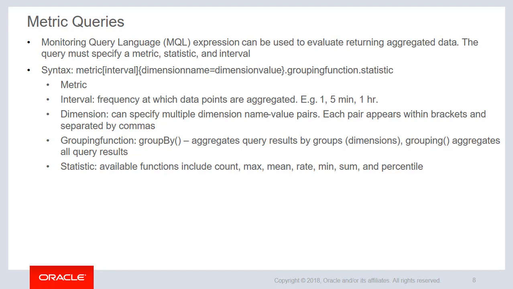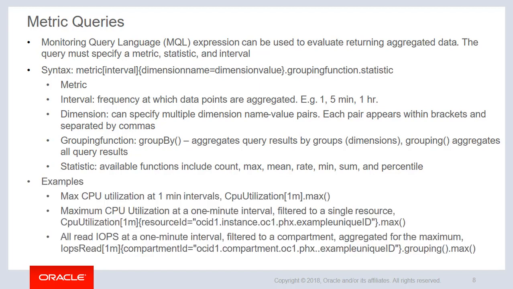What are some of the examples? If you want to write a monitoring query where you look at the max CPU utilization at 1 minute interval, you would write something like this: CPU utilization, this is your interval, this is your metric, and this is your statistic. Right here you can see that I am not using dimension and I'm not using grouping, and those are optional, right? I don't have to use them. These three are mandatory. You always need to have those three in an expression.